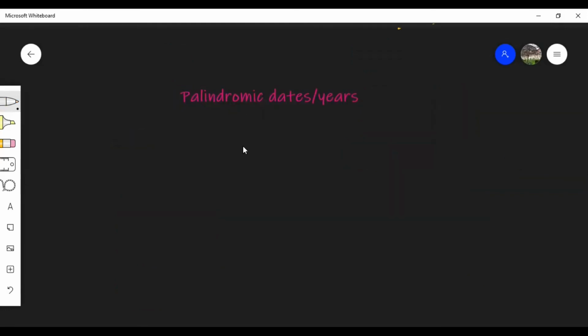Palindromes are not only limited to names and numbers, you can also find palindromes in dates and years. The 12th of February 2021 was a palindromic date. If you have years like 1991, that was a palindrome year.